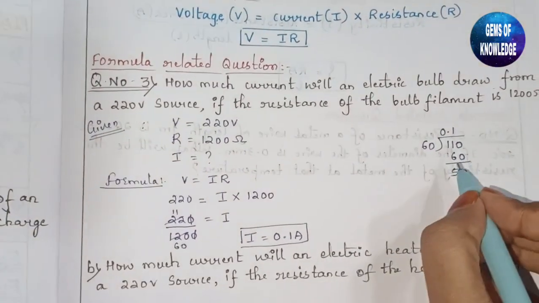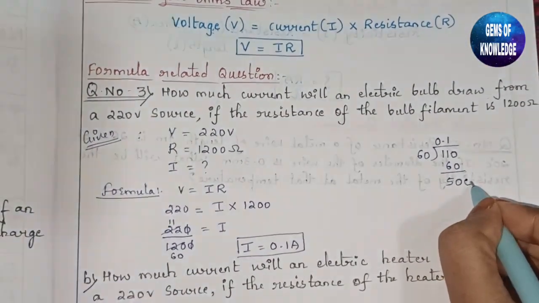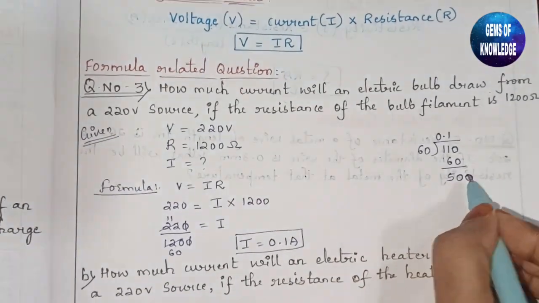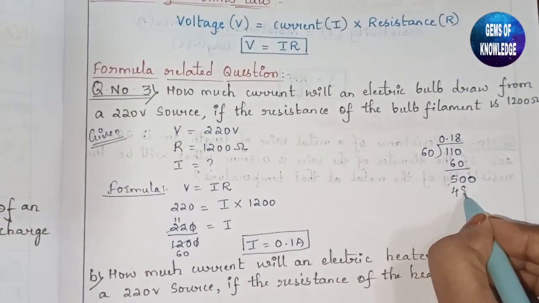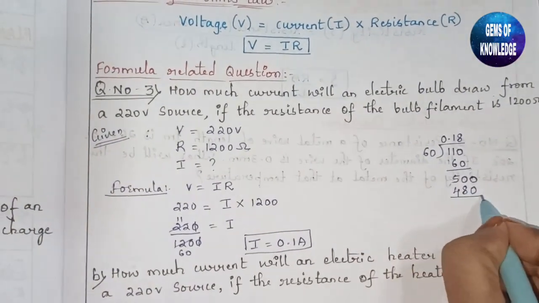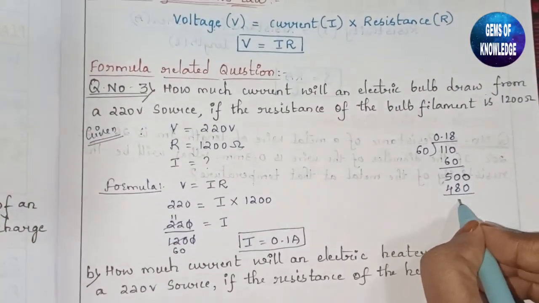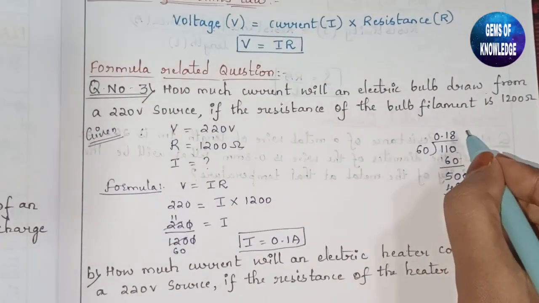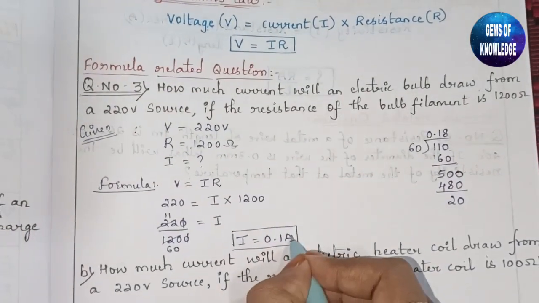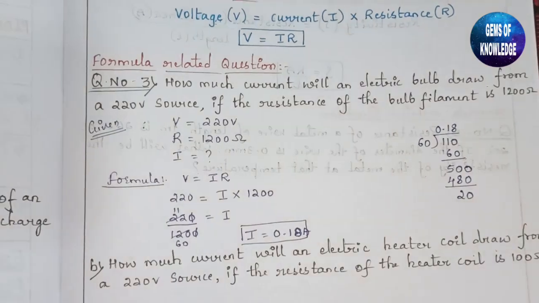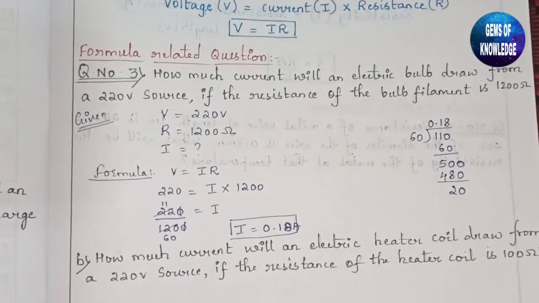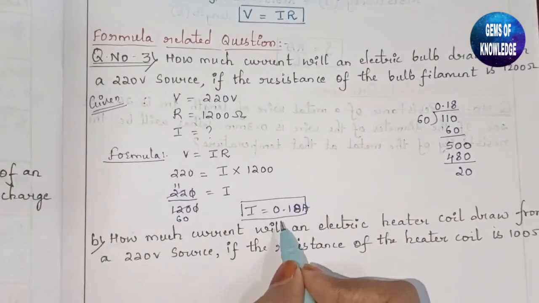Or else you may continue to solve this by including one more 0, which makes it 500. 6 eights are 48, so it becomes 500 minus 480, and 20 remains. So this is 0.18 ampere. If you want more, you can continue solving, but we will stop here after two decimal places.